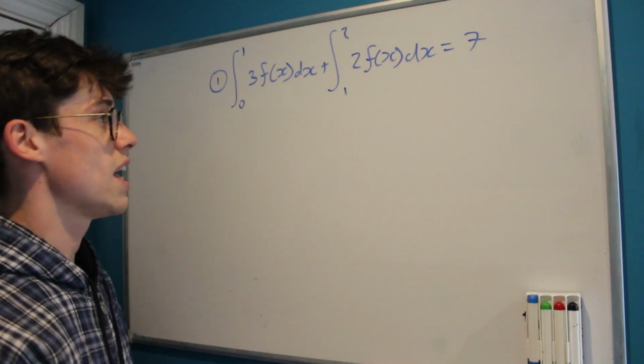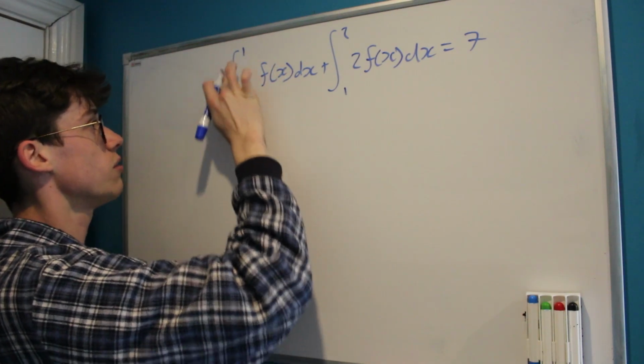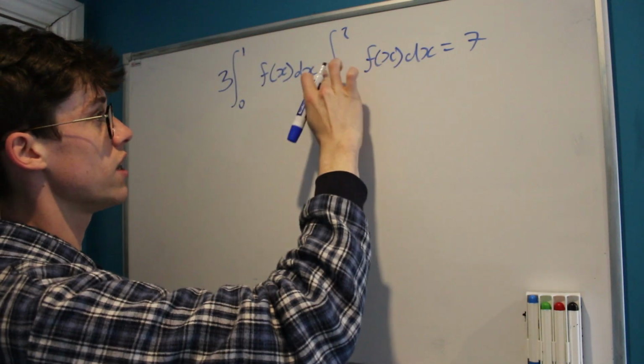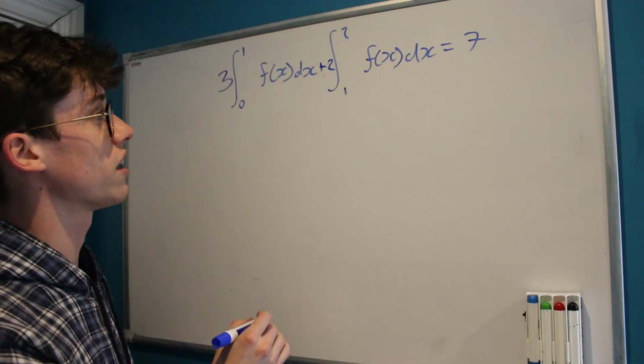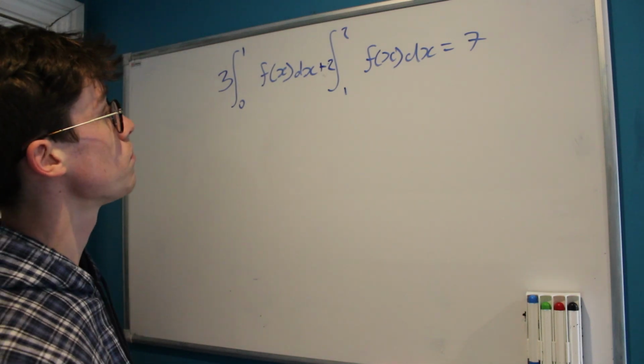So with that in mind, let's just focus in on equation 1 first and see what information we can extract from this. And what we're going to want to do, after of course pulling out some constants, so we can pull out a 3 here and we can pull out a 2 over here, which gives us that 3 times the integral from 0 to 1 of f of x dx plus 2 times the integral from 1 to 2 of f of x dx is equal to 7.